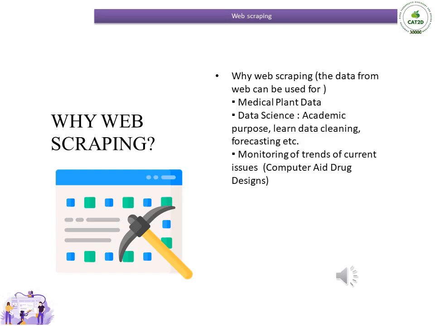So why web scraping? Why is it very important? The number one reason is enhanced medical research. By collecting comprehensive data sets, researchers can gather extensive data from medical plant websites, including information on plant species, their medical properties, their clinical trial results, and their traditional uses.